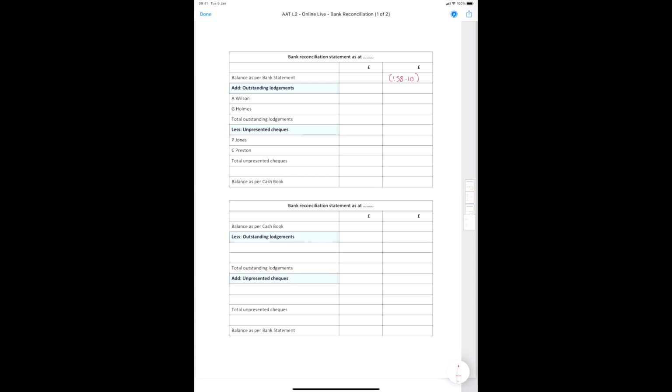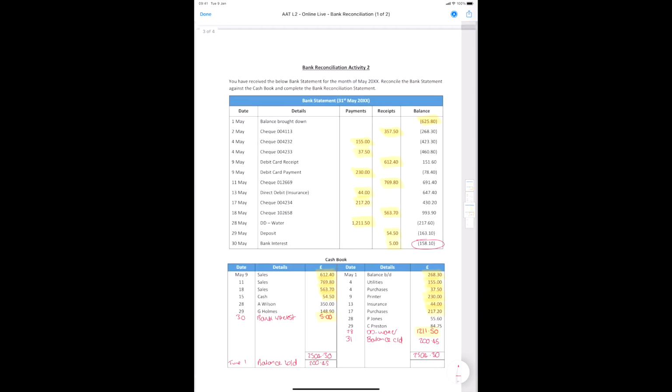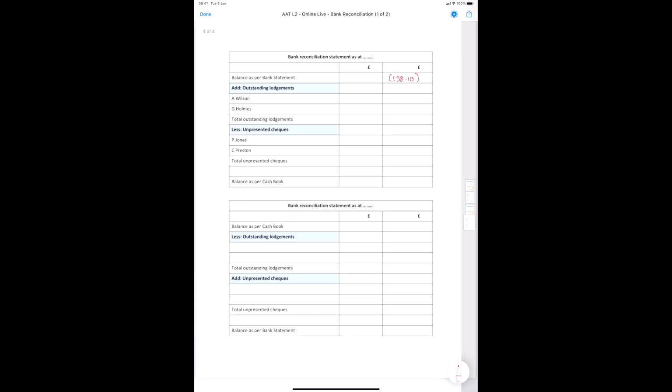We've got our outstanding lodgements to add. So these are those unhighlighted items on the debit side of the cash book. Okay, we've got 2 here, A. Wilson and G. Holmes. I've already got this part populated with the names here. So we'll just add the amounts. So £350 and £148.90.